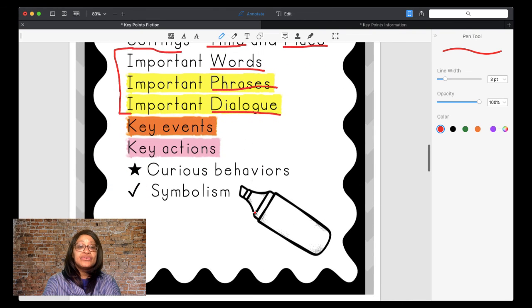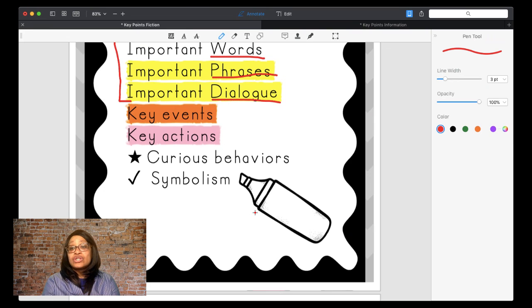And as we move further down, we would have the students look for curious behaviors or symbolism. And so when we're annotating the text, I would tell the students, okay, if you read something that's really curious, why is the character doing that or behaving that way? Let's put a star there. Or I might tell them, let's put a check mark next to that because that's some type of symbolism that's representing something. So we'll put a check mark by that. We also look for key events and key actions.